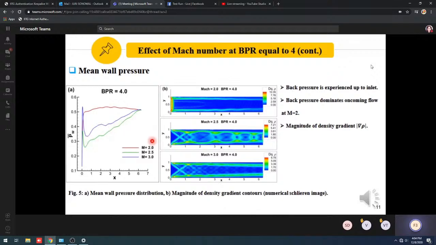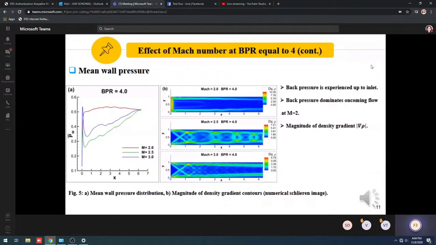The magnitude of density gradient contours for different Mach numbers is shown in figure B. From the figure, it is observed that for Mach 2, the shock trains are completely expelled or disgorged from the inlet, whereas for Mach 2.5 and 3, the shock train formations are observed.